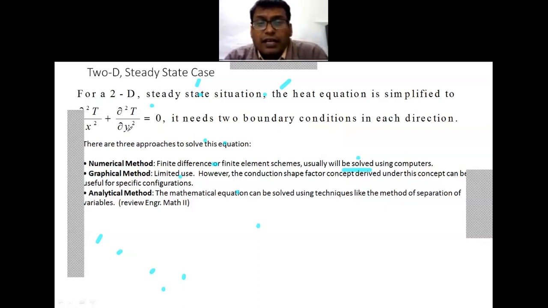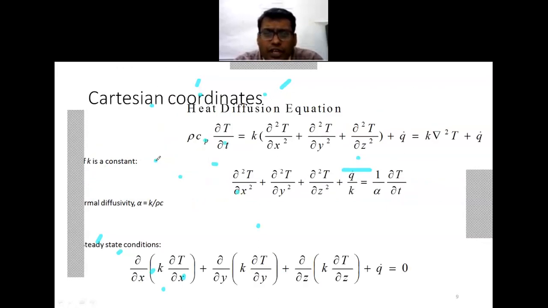Then the graphical method has limited use, however the conduction shape factor concept derived under it can be useful for specific configurations. And then there are analytical methods, where the mathematical equation can be solved using techniques like the method of separation of variables. The numerical methods are very common. So finite difference, finite element, or finite volume methods are used for solving this differential equation.